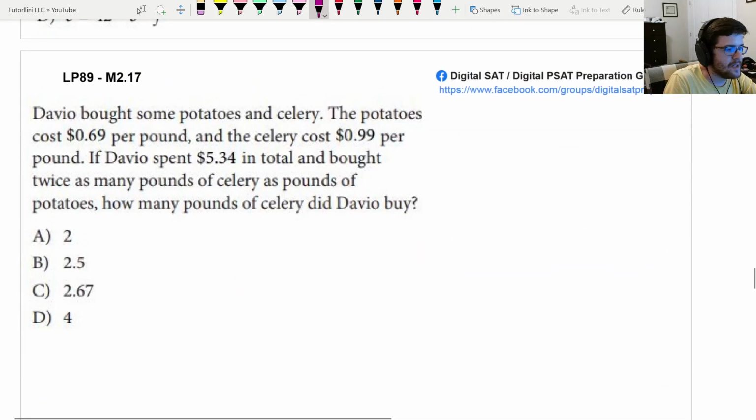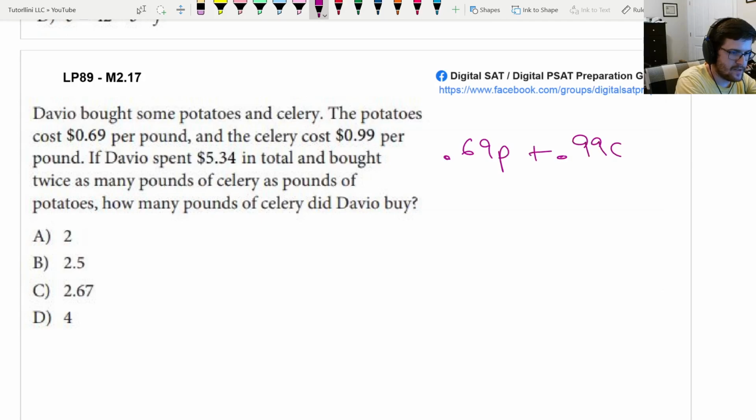All right, let's look at this one. I don't know how to say that. Davio? The potatoes cost 69 cents per pound. The celery costs 99 cents per pound. If Davio spent $5.34 in total. Okay, so I'm going to make P the pounds of potatoes and C the pounds of celery. So 0.69 P plus 0.99 C equals, that's how much he spent. So he spent 5.34.